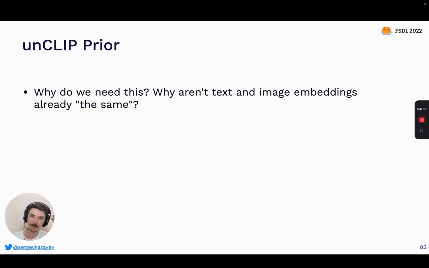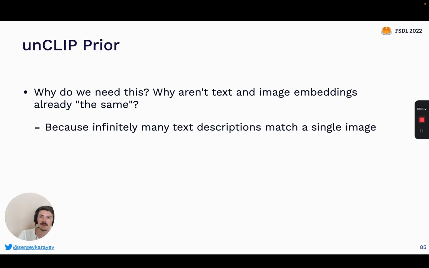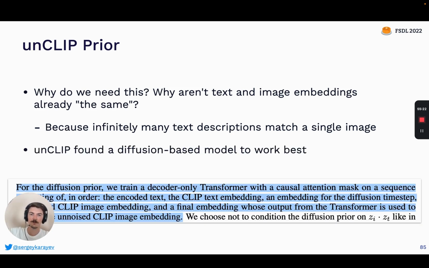So why do we need this unCLIP prior? The prior, by the way, is to go from the text embedding to the image embedding. Why aren't the text and image embeddings already the same? And the reason is there's infinitely many text descriptions that can match a single image. So there's not a single point that can go from text to image, right? It's not a one-to-one mapping. But what you could do is you could basically train a mapping model that takes a point in text description space and gives you something that's in the image description space.